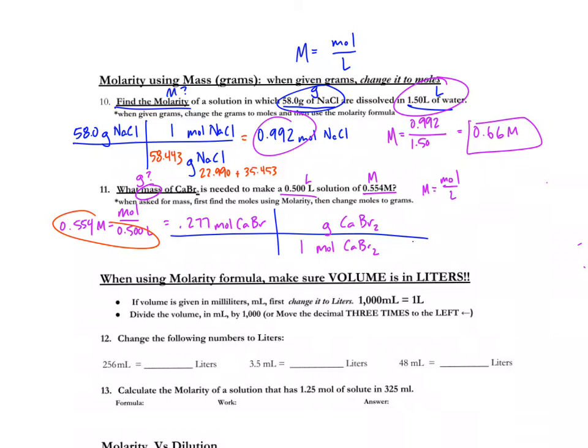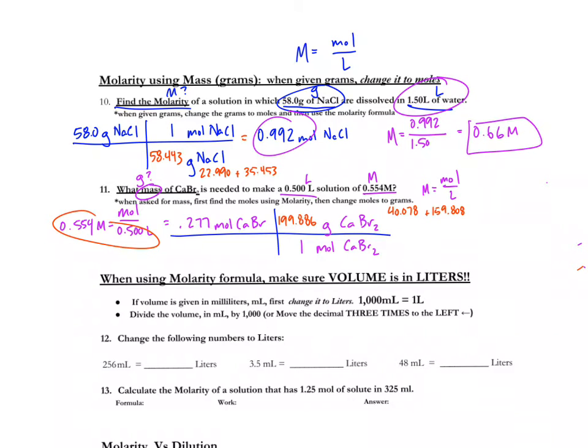Alright, so on your periodic table, you should find calcium and bromine. So calcium has a mass of 40.078. And bromine has a mass of 79.904, but you'll notice my formula shows 2 bromine atoms. So 2 bromine atoms has a mass of 159.808. And when I add those two together, I should get a molar mass of 199.886.